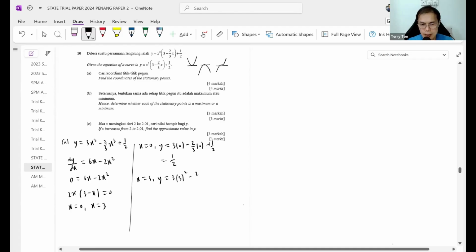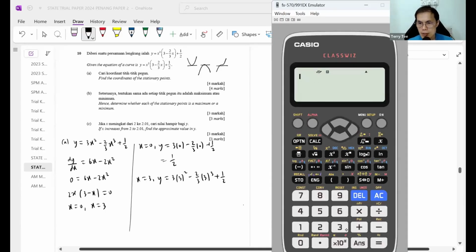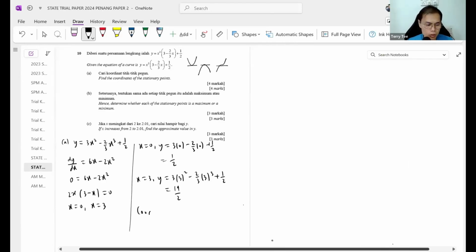3 squared minus 2 over 3 times 3 cubed plus half. Okay, so use a calculator. We're going to count 3 times 3 squared is 9, 3 times 9, minus 2 over 3 times 3 cubed is 27, then you plus half. So this is not a nice answer. It has a fraction, 19 over 2. So the coordinates would be (0, half) and (3, 19 over 2). Okay, that is part A.